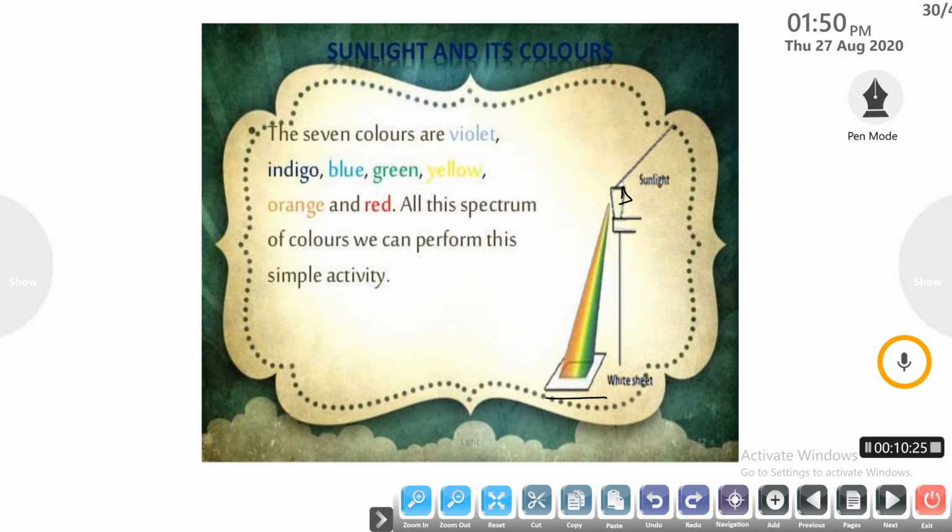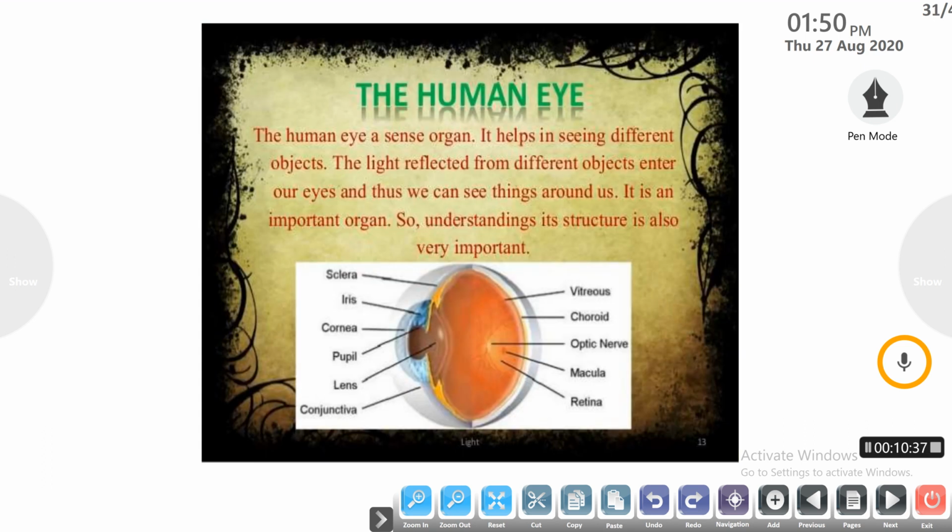Next we will study the structure of the human eye, how the human eye reflects the light of an object that falls on it and how it perceives it. This is the structure of a human eye. The human eye, as you all know, is a sense organ. It helps in seeing different objects. The light that is reflected from different objects enters our eyes, and thus we can see things around us. It is a very important organ, so understanding its structure is also very important.